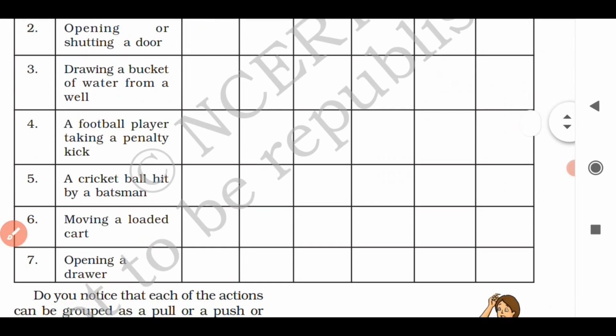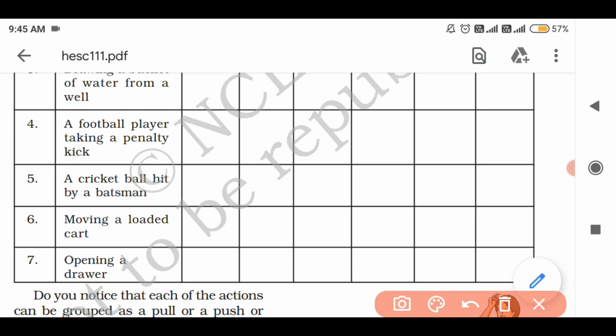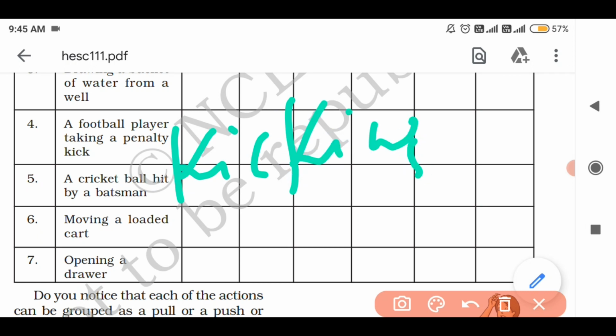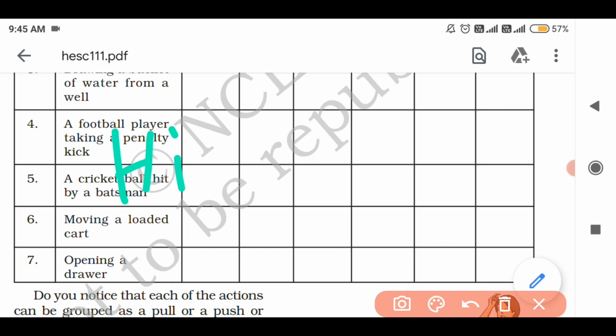Then situation number 4, a football player taking a penalty kick. So when a football player takes a penalty kick, generally he or she does what? He or she has to kick the ball, right? That means we need to write kick or say kicking. In any of the 4 boxes we can write kicking. Similarly, we can write hitting also. Using our foot we can hit the ball also, right?